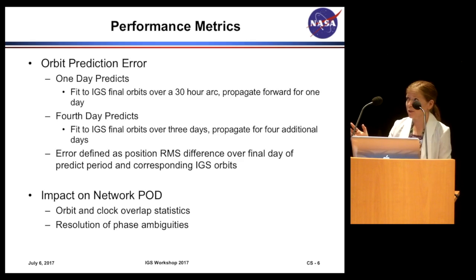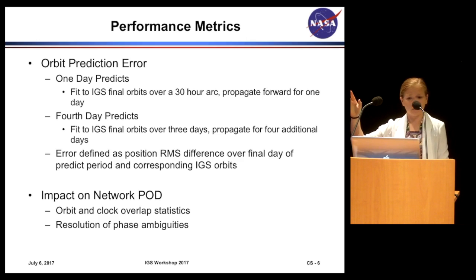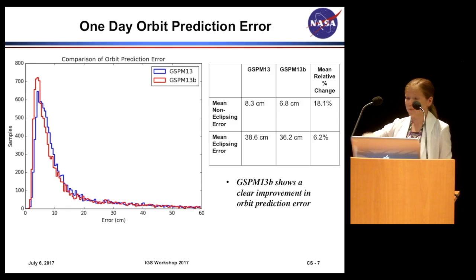The one-day orbit prediction error shows a clear improvement. If you look at the histogram, you see that for the updated model, GSPM 13B, the entire curve is shifted to the left. And if you separate out this data set by eclipsing arcs and non-eclipsing arcs, I think I forgot to mention earlier that we're only fitting the Fourier coefficients to the non-eclipsing arcs.